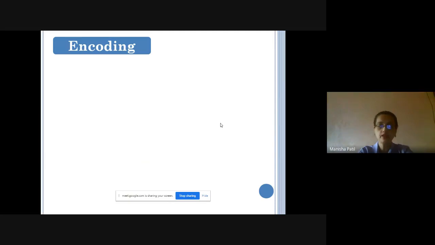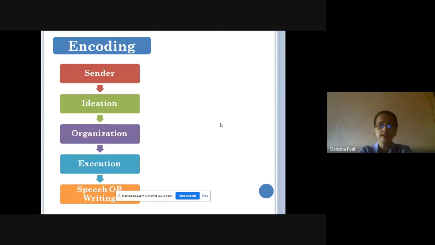Process of encoding. First, there is sender. Second, ideation. An idea comes into the mind of the sender. Third, organization. The sender converts that idea into words or pictures or any type of organized message. Next is execution, that is actual sharing the message with the receiver. It can be through speech or writing.